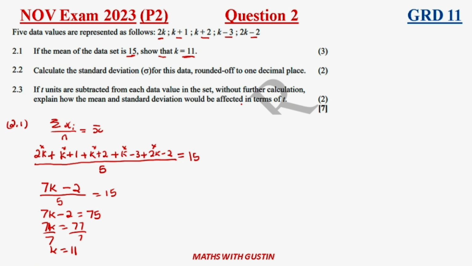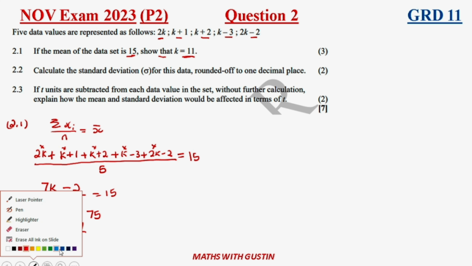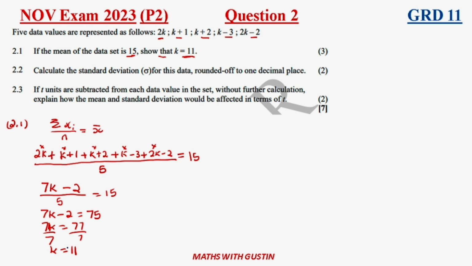So let's move on to 2.2. It says calculate the standard deviation for the data, rounded off to 1 decimal place. Please pay attention to the instructions, guys. Make sure that you fully understand the question.